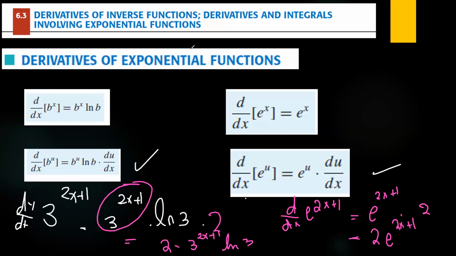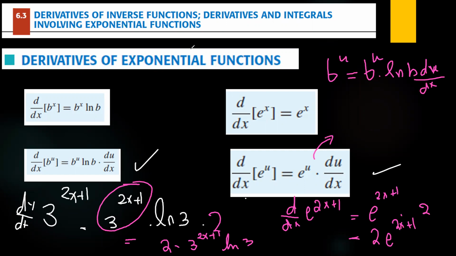Now, to try to memorize it, if you have b to the power u, you have to do something with each one. You keep b to the power u as it is, and then you multiply it by ln b. So you do something with b, and you do something with u by finding its derivative.